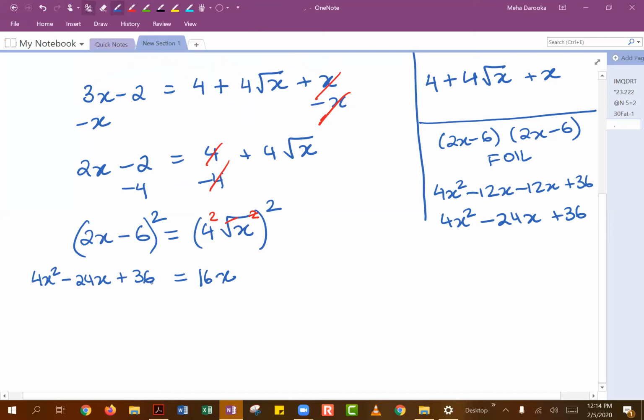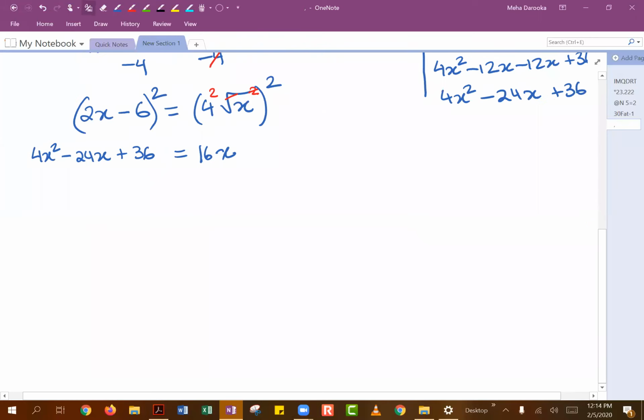You want to set this equal to 0. So what do we do? No, not divide. Yeah. Subtract the 16, which will go under the 24x. On the right-hand side, we will have 4x squared minus 24 minus 16. Yeah, negative 40x and plus 36.